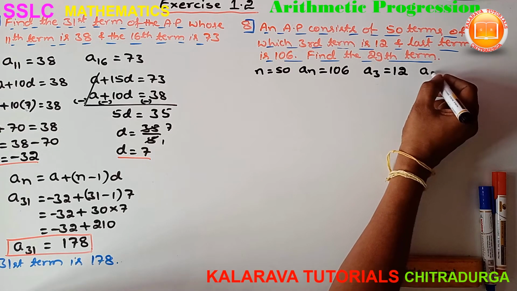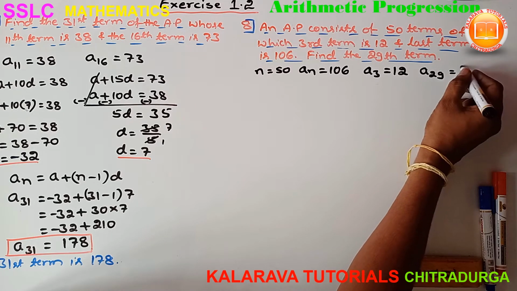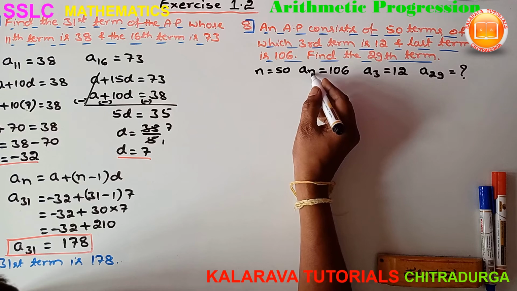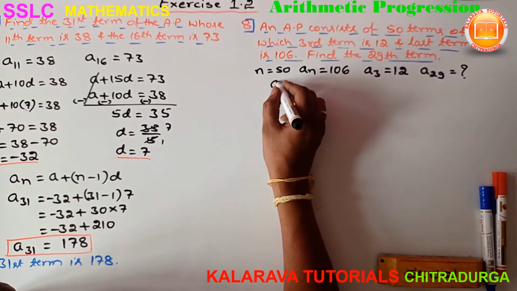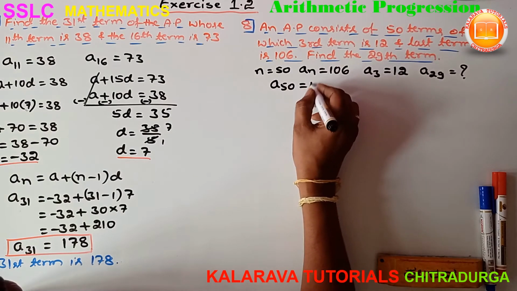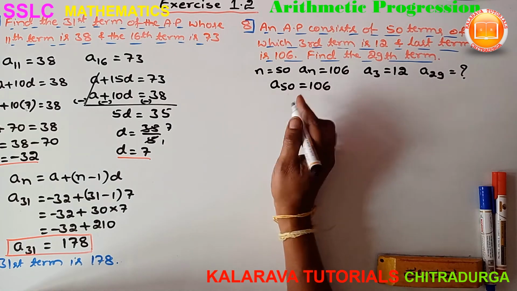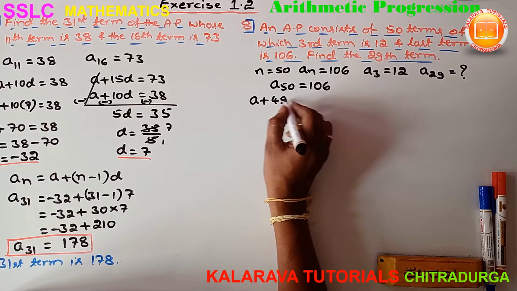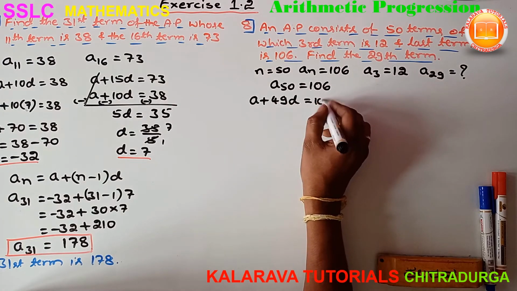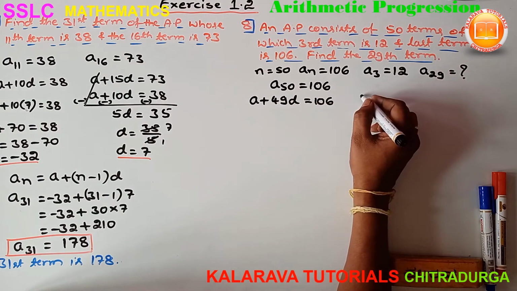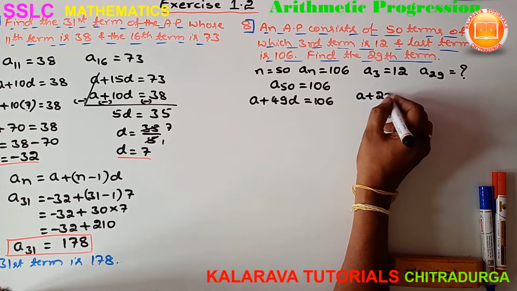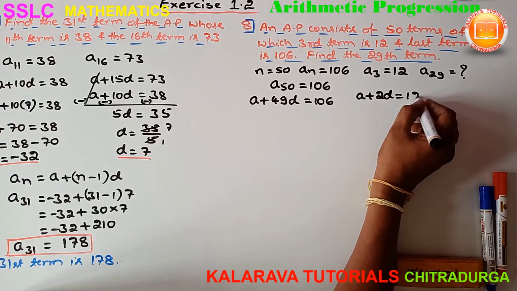So now we have to find out the 29th term. A29 is equal to how much? So now we have to write this: the value of n is 50, that is A50 is equal to 106. So now we write A50 as A plus 49D is equal to 106. Here A3 can be written as A plus 2D is equal to 12.